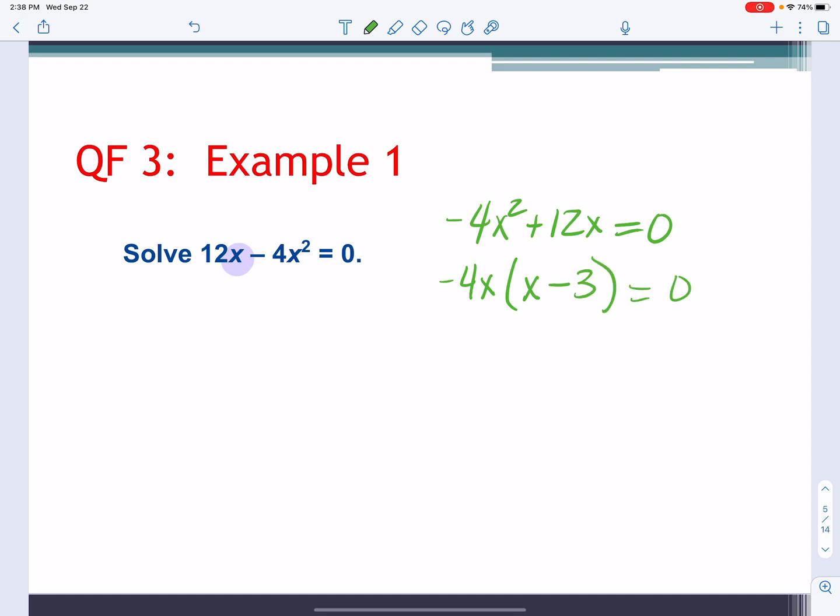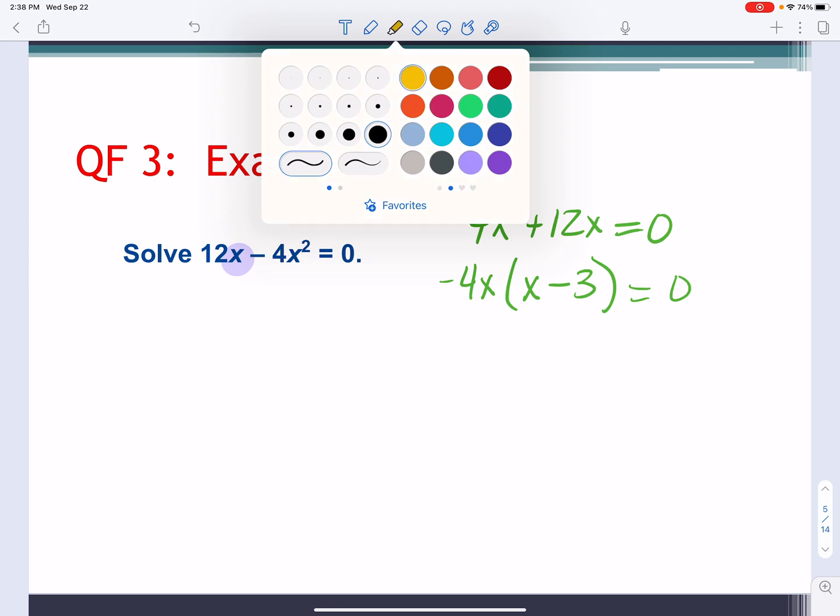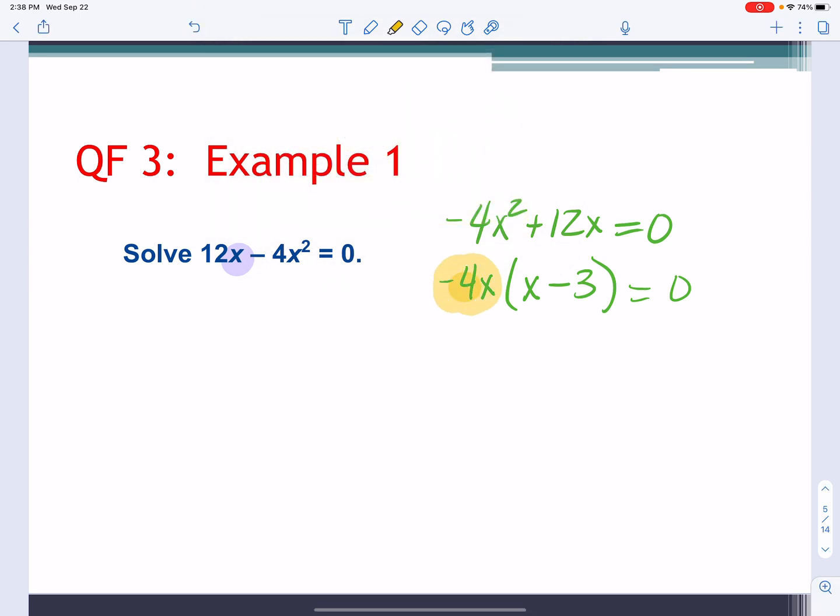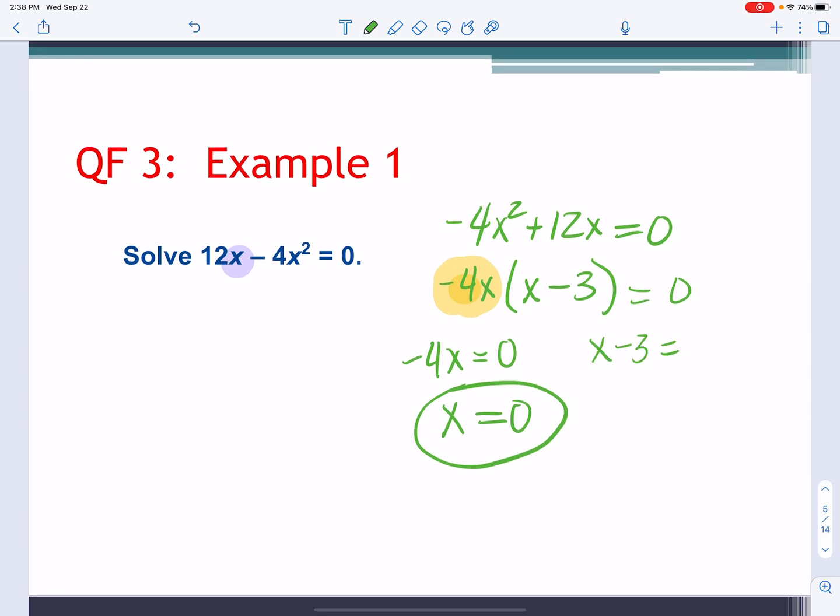So what you do now is you take both pieces. So I'm going to take this piece right here, and I'm going to set it equal to 0, divide by 4. One of my roots is 0, which means it hits on the origin. And this one I probably could do in my head. I would add 3. My other root is 3. So this is what I mean by checking. I'm saying the answer is 0 and 3.